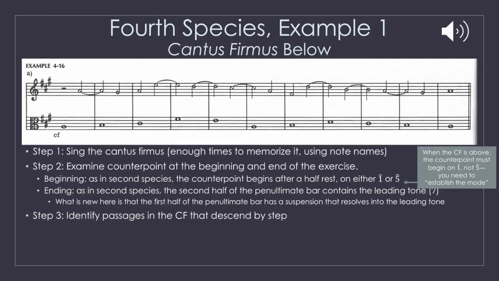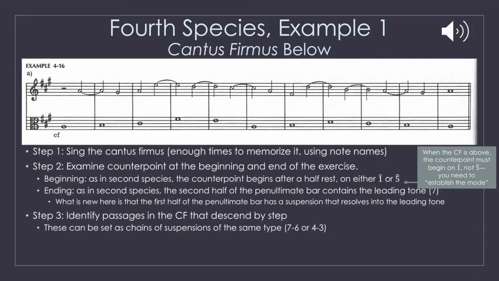Okay, so step 3, because we've already looked at the cantus firmus, we've sung the cantus firmus and we've looked at the beginning and the end of the exercise. Now, we're going to identify passages in the cantus firmus that descend by step. So the point here is that these can always be set as chains of suspensions of the same type. So we can see that in bars 4 to 5, and then the last 4 bars of the piece, we have descending motion in the cantus firmus by step. So we know that that can be set up as a chain of suspensions.